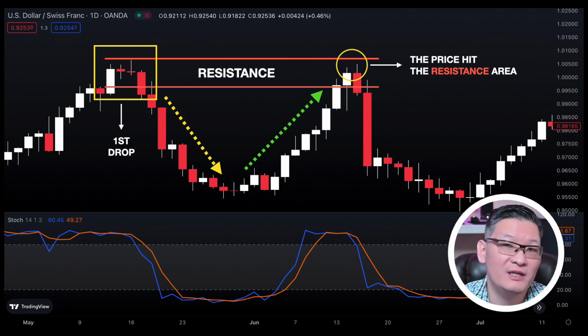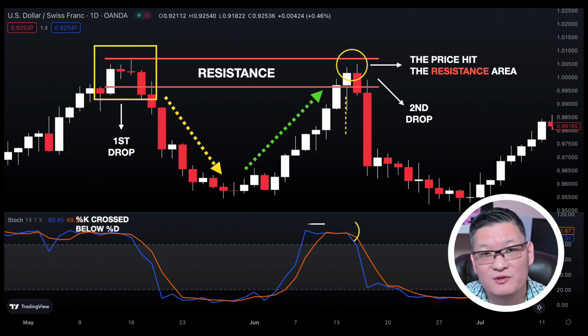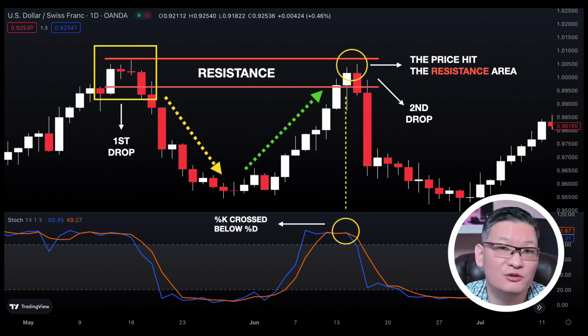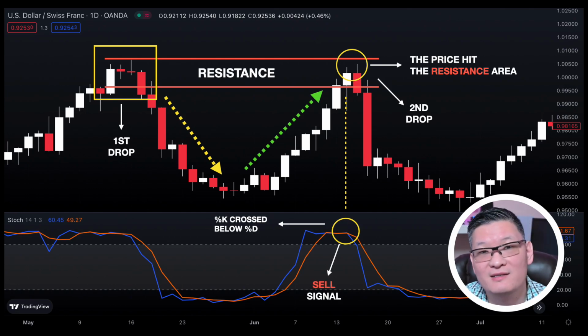In our example, we can see that the second drop was even stronger than the first one. The indicator's bearish crossover created the signal to sell right before the drop occurred. Besides crossovers, the stochastic indicator also gives traders another type of signal called divergence. A positive divergence occurs when the price shows weakness but indicators such as stochastic show strength.